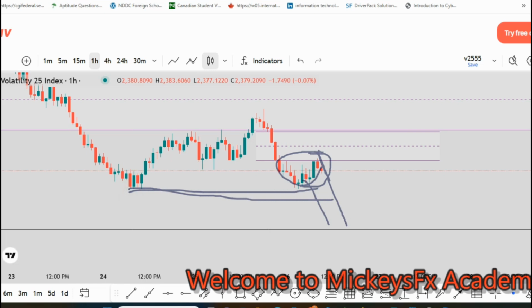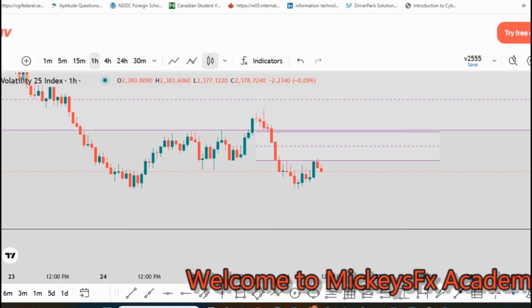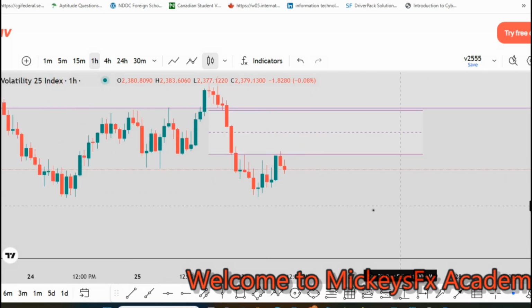You're looking at price pushing to the downside. Price is going to come down, breaking this mini support. Now what do we look out for?